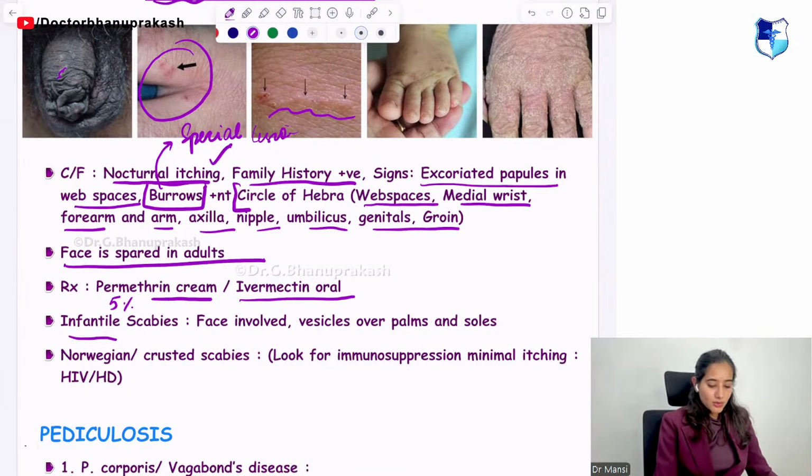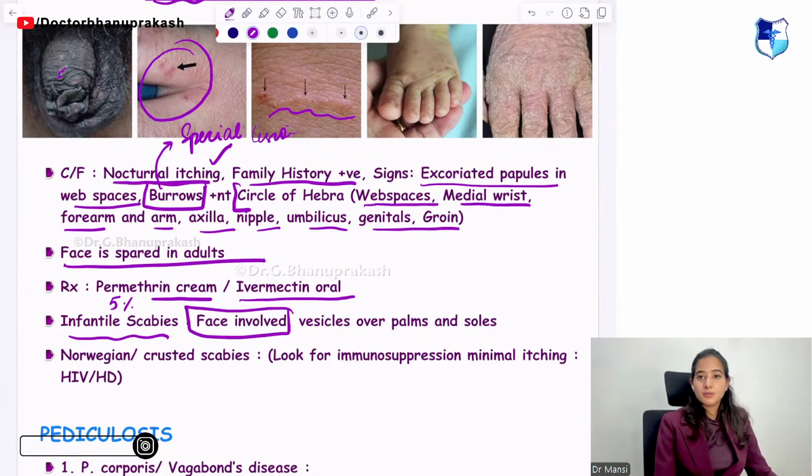Then you have infantile scabies where the face is involved, because in them the sebaceous glands are not yet fully developed, and the vesicles are present on palms and soles, as you can see in the infants. So that is infantile scabies.